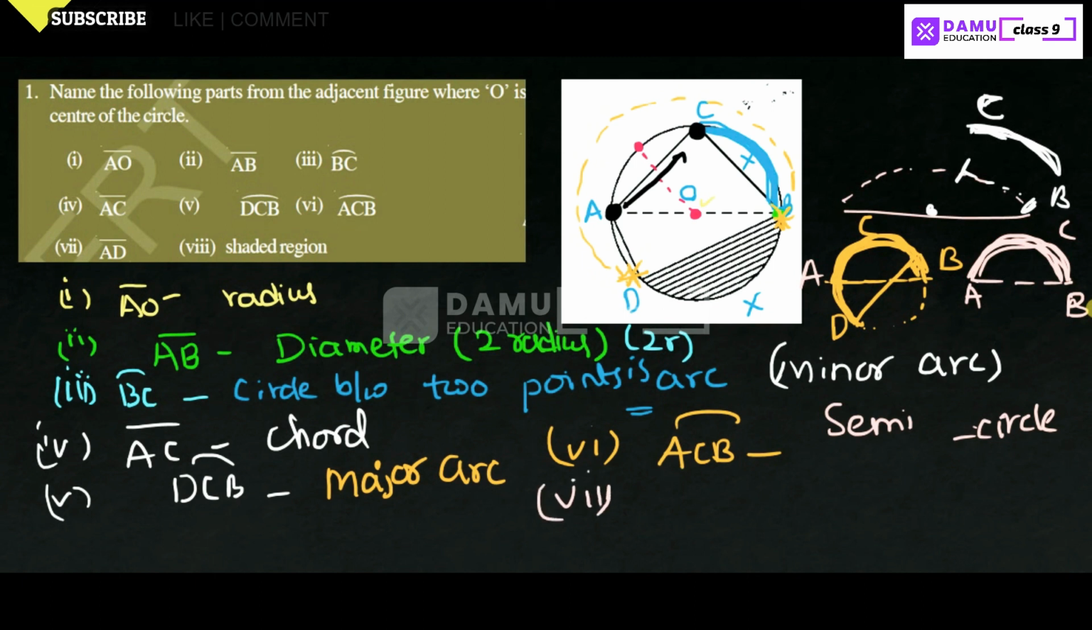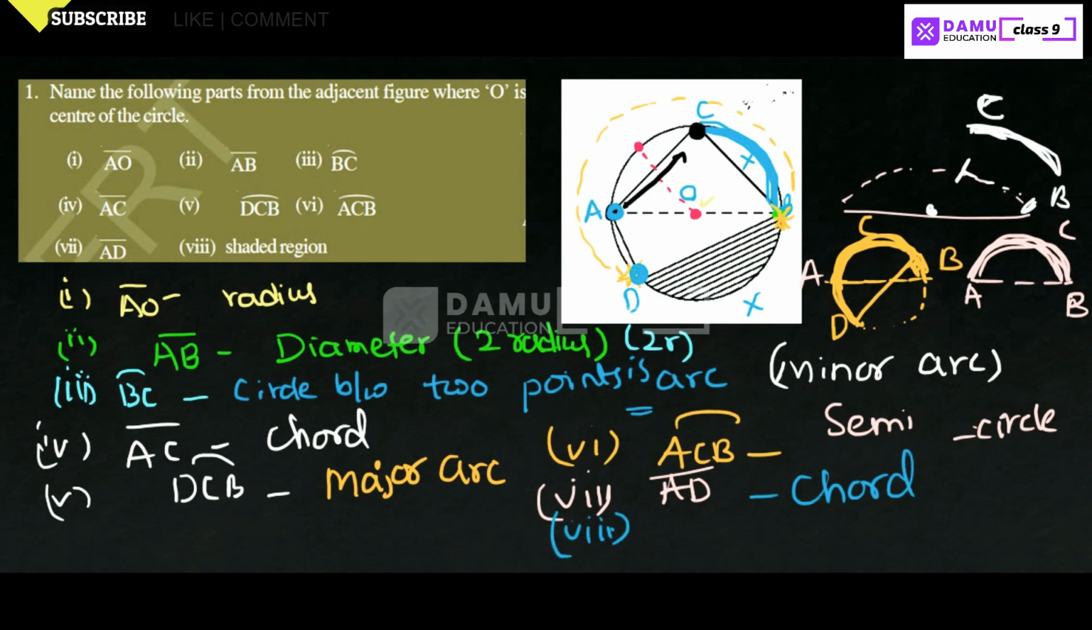Our seventh one is AD. So where is AD? This is also a chord, because here two points, A and D, are joined. The two points on the circle which are joined through one line is called a chord.